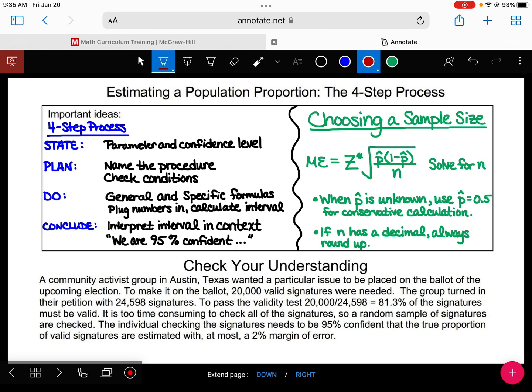In the plan stage, we're going to name the procedure that we're using. In this case, we've only learned one procedure so far. We have a 1 sample Z interval for P. We will learn more in the next chapter. Do, we want to do our general and specific formulas. So point estimate plus or minus the margin of error is always how we construct a confidence interval, and then we want to look for the specific formulas for our test. Then we're going to plug in our numbers and calculate that interval. Then we will conclude by interpreting the interval in context.